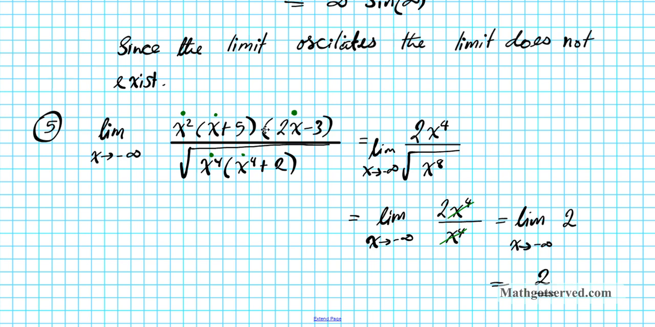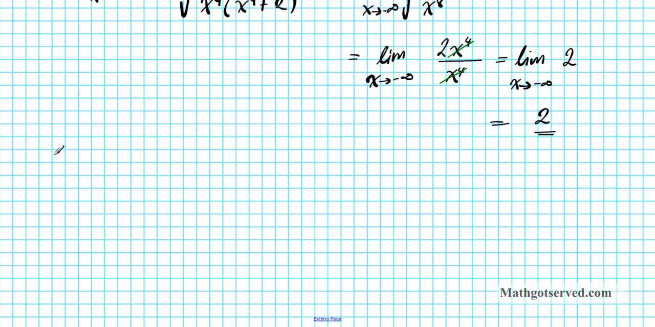All right, let's take a look at question number 6. On question 6, let's find the limit as x approaches 2 of (x squared minus 4) divided by (x to the third minus 8).